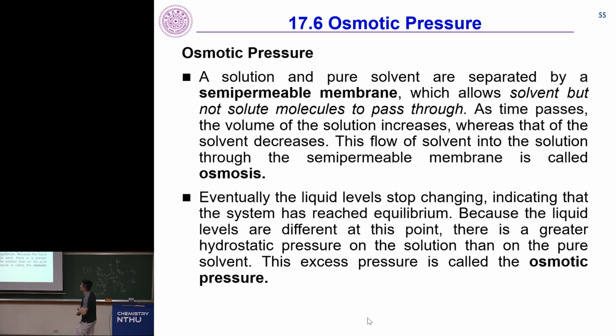Osmotic pressure. A solution and pure solvent are separated by a semi-permeable membrane. This is very important. You need to separate them so the ions are not moving around. Otherwise, diffusion will just homogenize the whole solution, right? Which allows solvent but not the solute molecule to pass. How? For example, sodium chloride has charge, right?